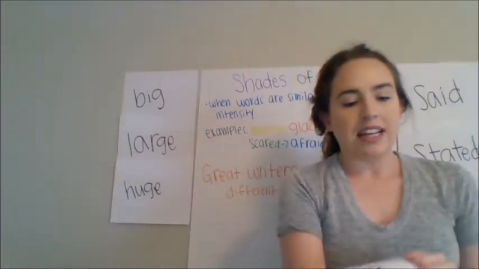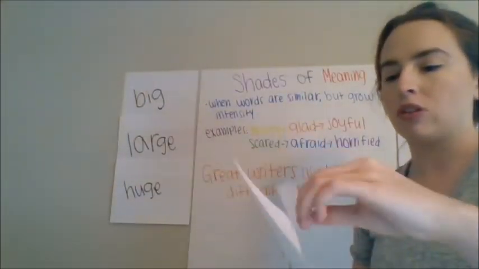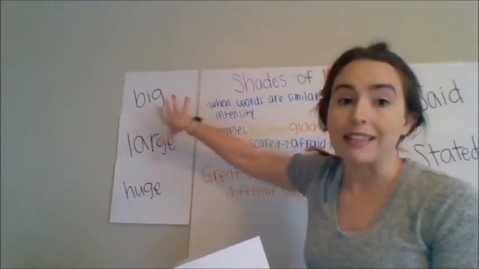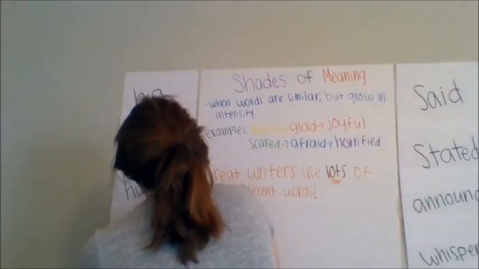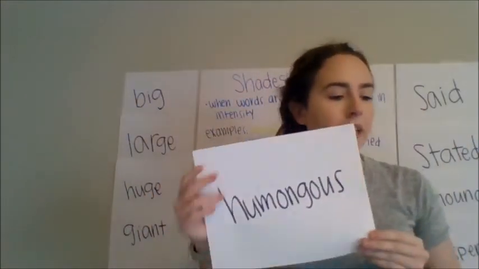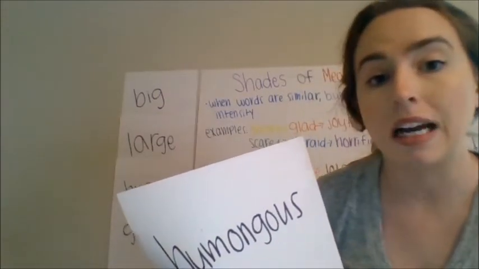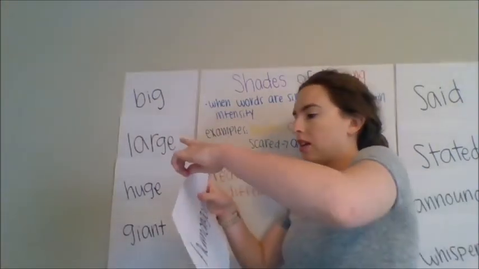The fourth one is giant, like a giant animal. Definitely a giant animal is more intense than calling it a big animal. Giant. Okay, and then that means the last one is humongous. So if you call something humongous, it is definitely more of an intense word than if you just call something big.